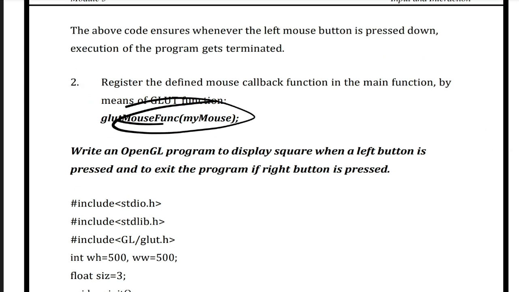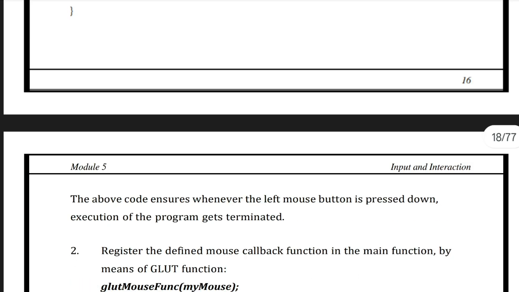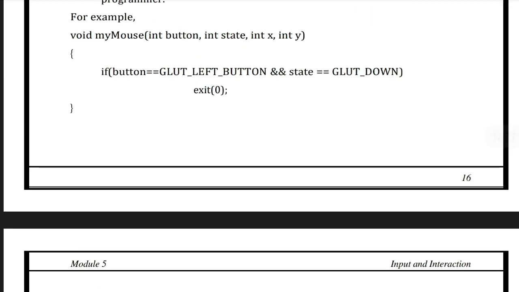Okay, glutMouseFunc and my mouse function, those 2 will ensure that wherever you point, it will be pointing at the cursor. If you click, what should happen, that is also defined. If it is clicked from the right button or the left button, that is also specified here. That also you have to mention separately and write. If left button is clicked, exit.